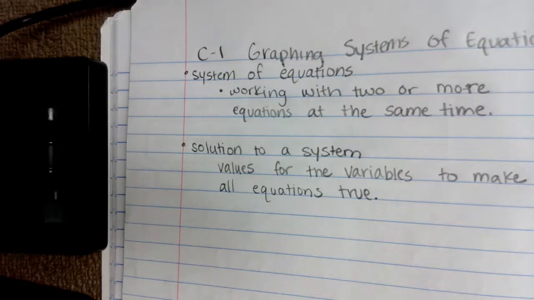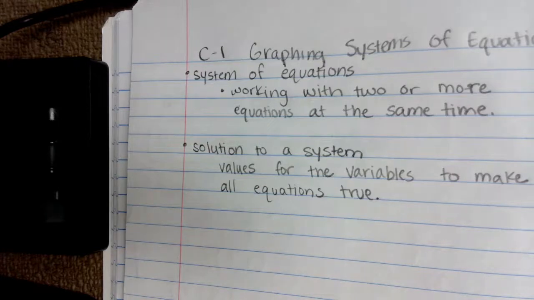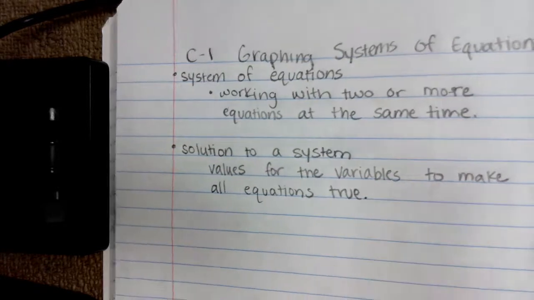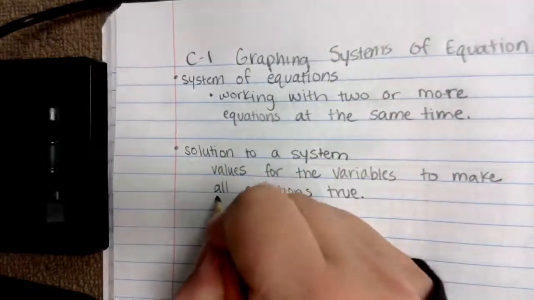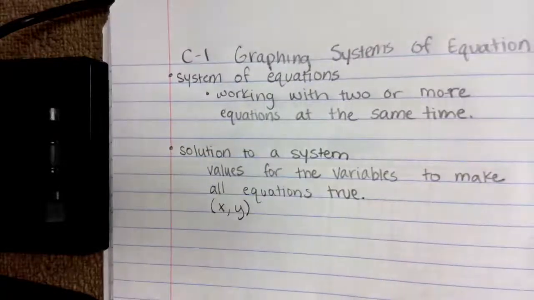This year, because this is your first time doing systems of equations, we're only going to be dealing with 2 equations at a time and only 2 variables. When we graph, what 2 variables do you think we might use? X and Y. So all of our solutions this year will look like (x, y). They'll look like an ordered pair.